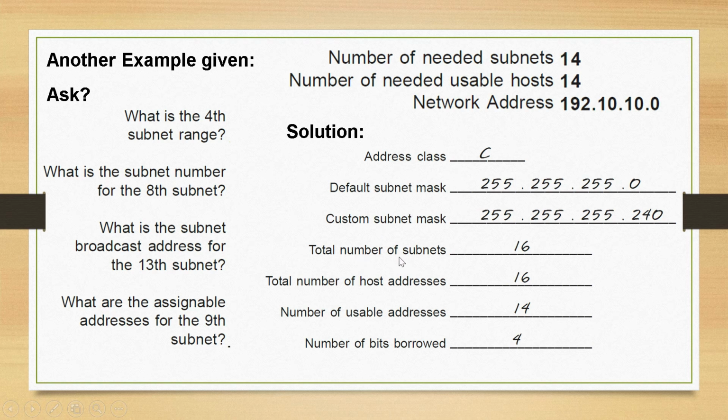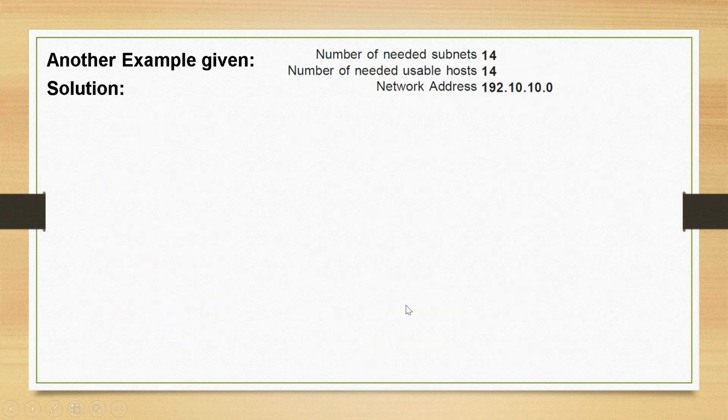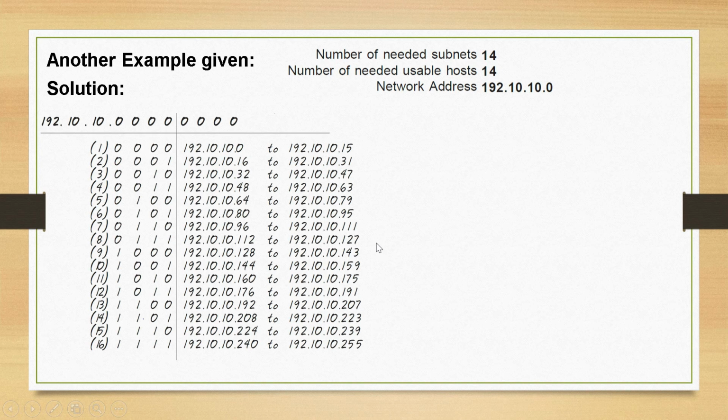Then the total number of subnets is 16 and the total number of hosts is also 16, because with this problem there will be 4 stolen bits. And the number of usable addresses is 2 to the h minus 2. So that means 16 minus 2, which is 14. And of course, the number of bits borrowed is 4. So continuing with our solution, now we know that this is our network address. So now we are going to identify the range.